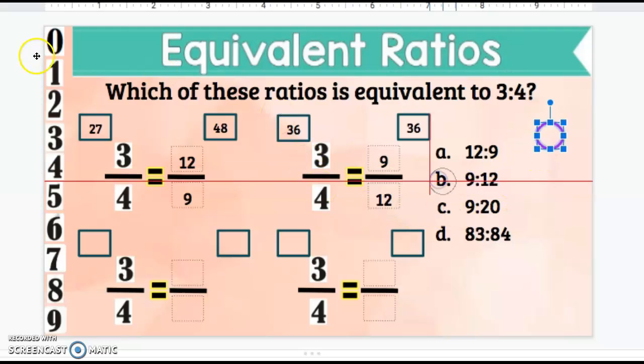Now, it says which of these ratios. It's not saying select all. It's not saying determine 3. It's just asking you for one of the ratios. So you found your answer, so you can stop at that one. You do not need to do C and D. Your answer is B, and you're good to go. So don't do more work than you need to.